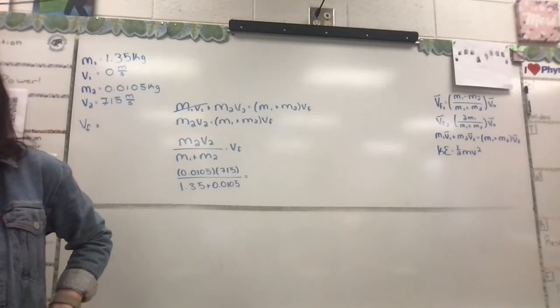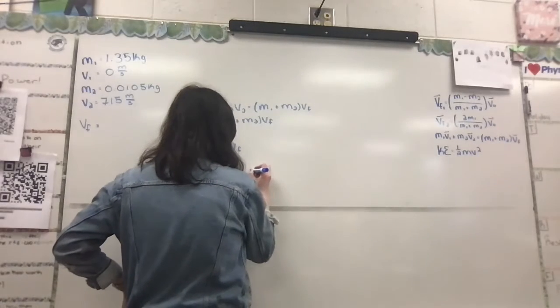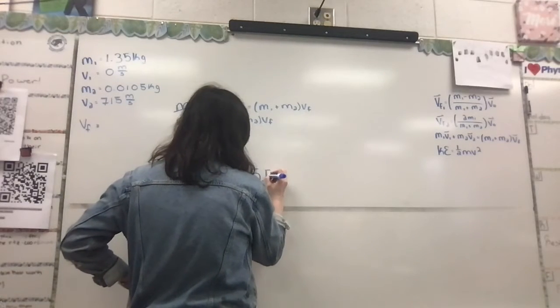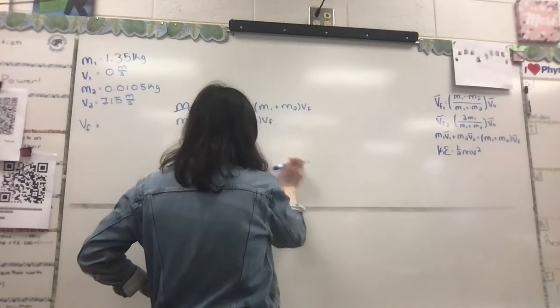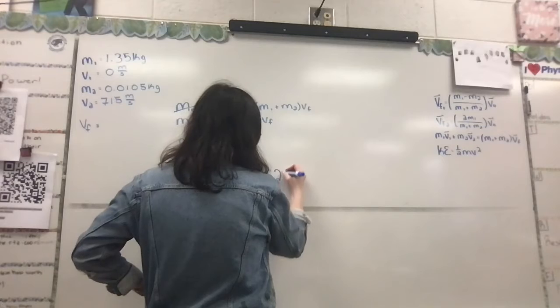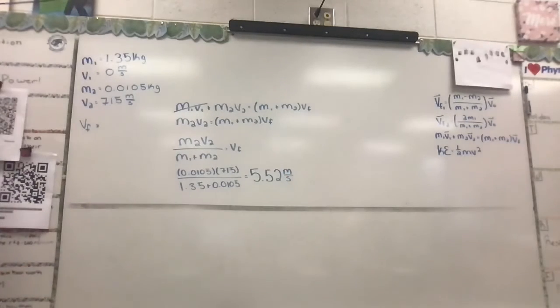Yeah, I got 5.52. Okay, it's 5 point what? 5.2. What are the units? Meters per second. Oh, I forgot to put the 2. 5.52 meters per second. Okay, do you guys have any questions about that one?